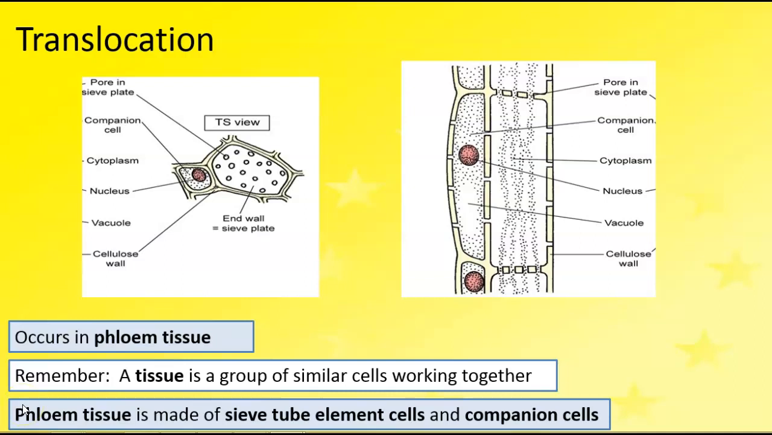Now if you look at the diagrams here, the one on the left is if we've cut through the stem, sort of across the stem, and you can see there the sieve tube element cells. It looks like a sieve. It's basically got lots and lots of holes dotted all over it, and next door to that with the nucleus is the companion cell. And if you want to look at the one on the right, that's if we've sliced down the stem, and again you can see that we've got this sieve tube element here, and alongside that we have the companion cell which has a nucleus.